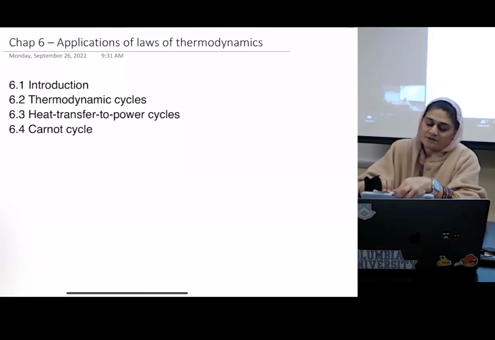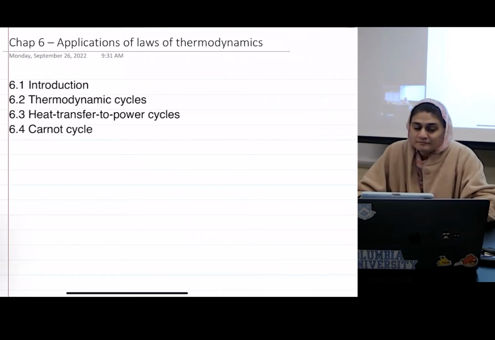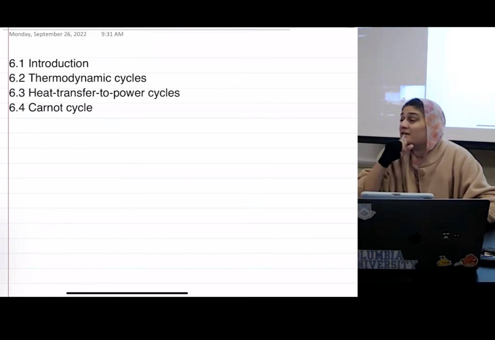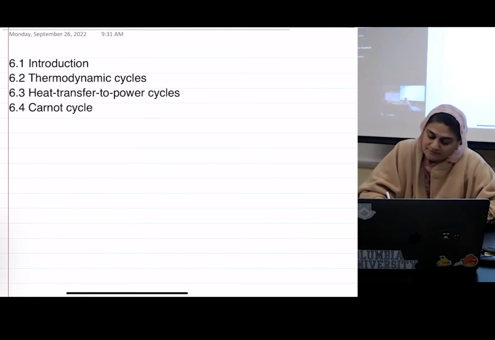We are going to start. So here's the plan for today. Here's what I want to do. I want to do a quick introduction. I want to introduce you to cycles. I want to introduce you to power cycles and heat transfer cycles. And I want to talk about the Carnot cycle, because the Carnot cycle is the ideal case of the cycle. And that will lead us into you guys taking over and talking about your cycles. Are we good? So we should start.